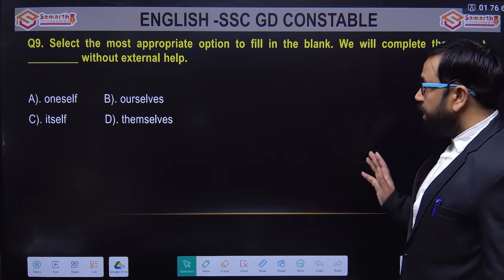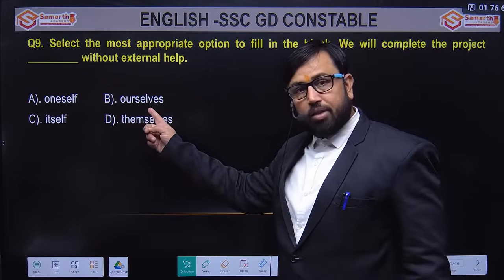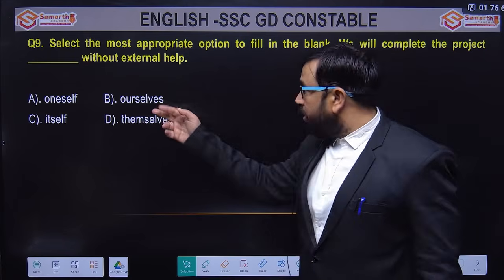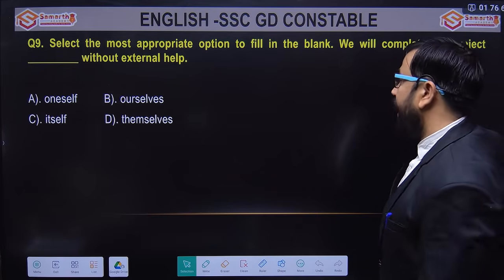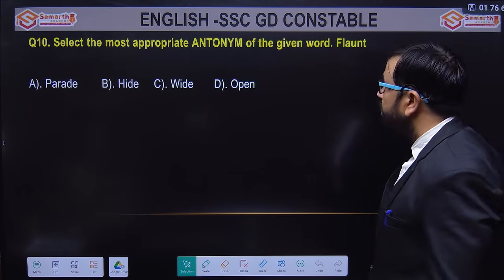We. So we the नाल adjective use करते हैं, corresponding को केड़ा use करते हैं? Ourselves, ठीक है? So we will complete the project ourselves without any external help. ठीक है? So answer B, option B would be the right answer. Okay, moving on to next question.